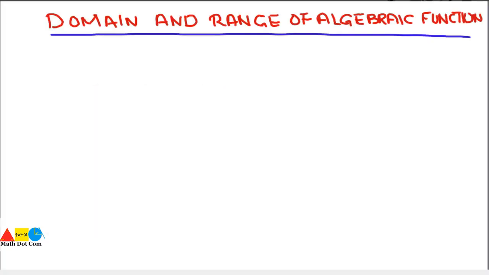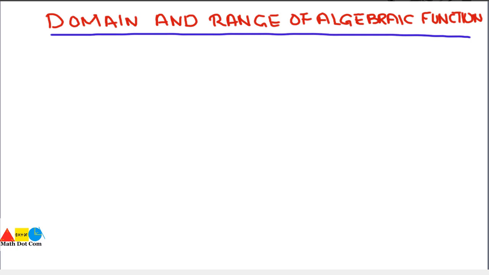We have already found the domain and range of the ordered pairs in our previous lecture. But today we are going to learn how you can find the domain and range of algebraic functions if you are not given the ordered pairs but you are given the function. This is a very important concept that you have to understand in order to find the domain and range of any function you are given, in any form.